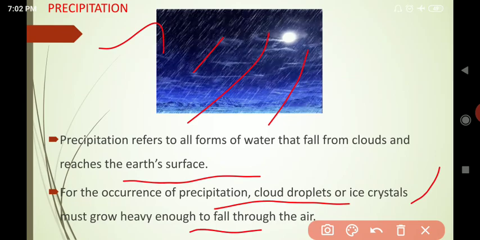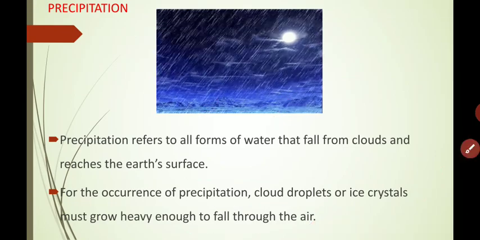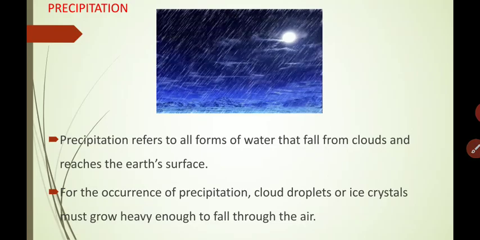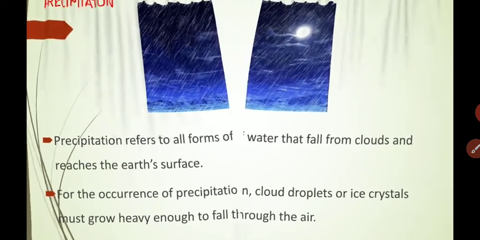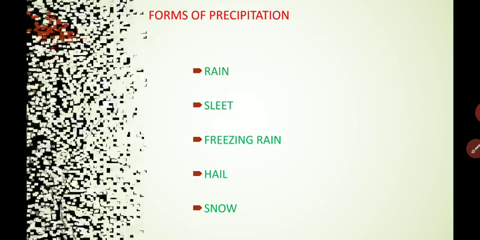Okay, so evaporation changes to condensation. This condensation changes into precipitation, and again water reaches the earth. Next one is forms of precipitation: rain, sleet, freezing rain, hail, snow. So these are all forms of precipitation.